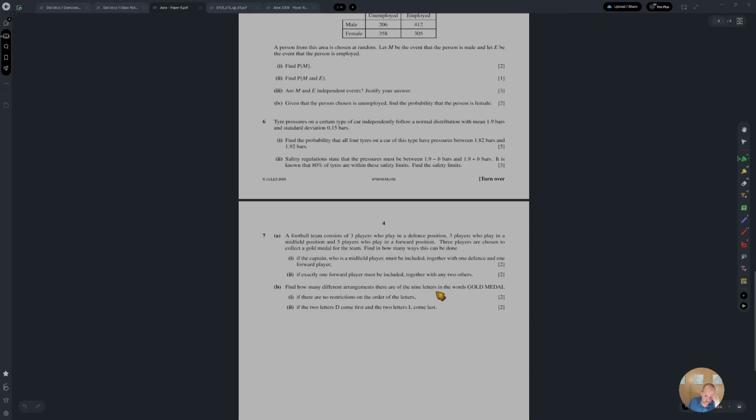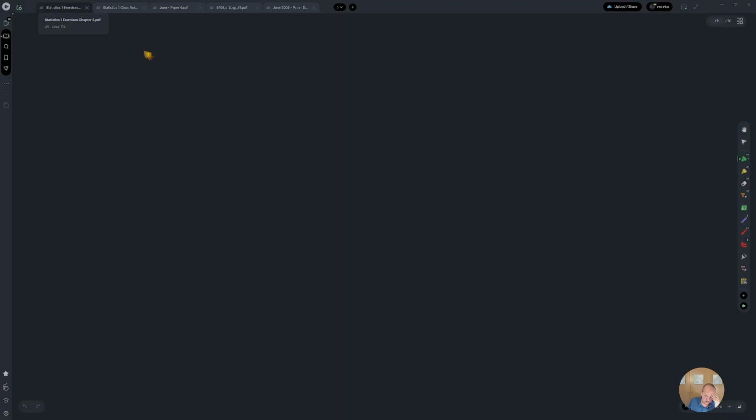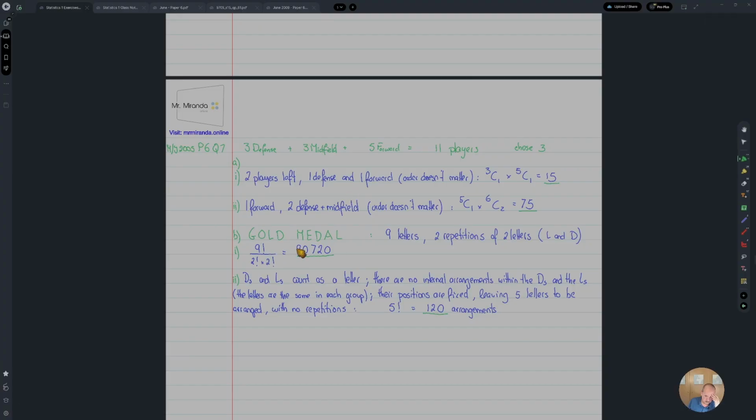Now, the last one, if the 2 letters D come first and the 2 letters L come last. If you take the D's and the L's, you do not have to count them anymore. There are no internal arrangements within the D's and the L's because they are the same letter, all right? And their positions are fixed and you are left with the 5 letters to be arranged with no repetitions now, because the D's and the L's, the ones that were repeated, are already out. So you basically have 5 factorial, that's 120 arrangements left.